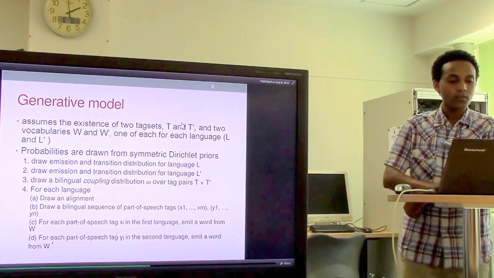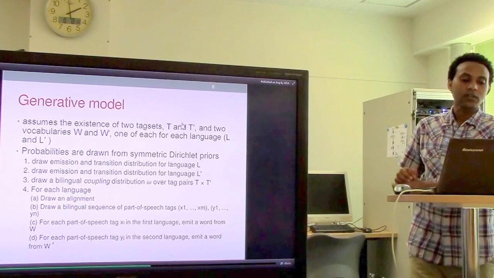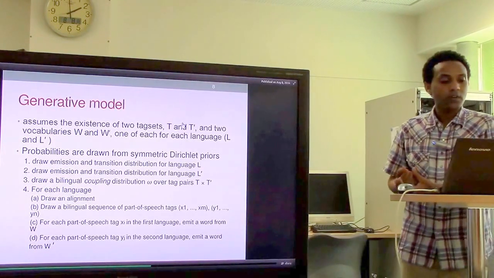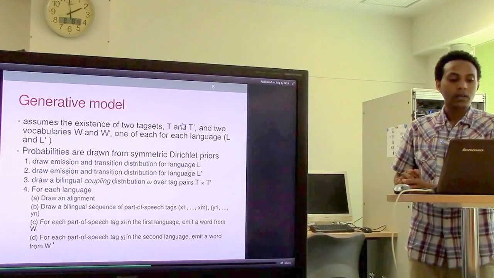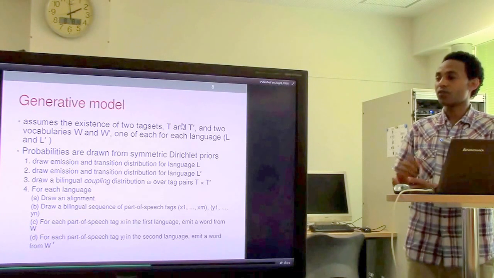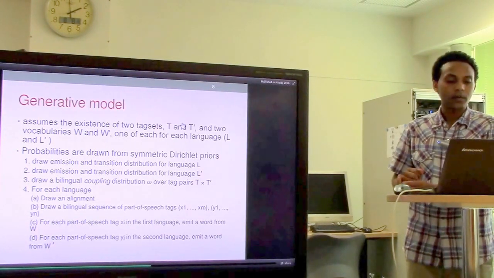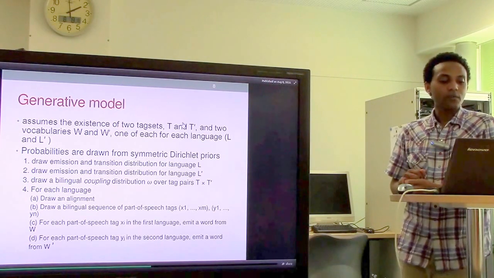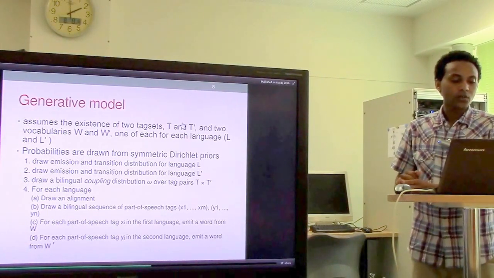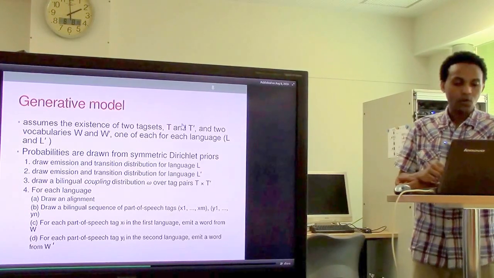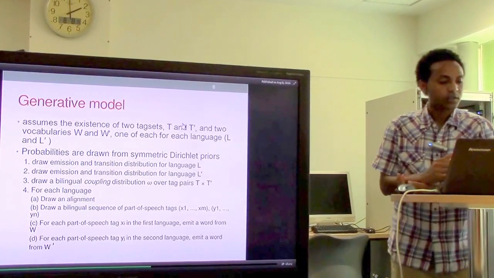So this is the algorithm of the generative model. First, they assume that there are two existing tags, T and T prime, and two vocabularies, W and W prime, for each language. So the algorithm works for a bilingual parallel corpus. And all the probabilities are drawn from symmetric Dirichlet priors.